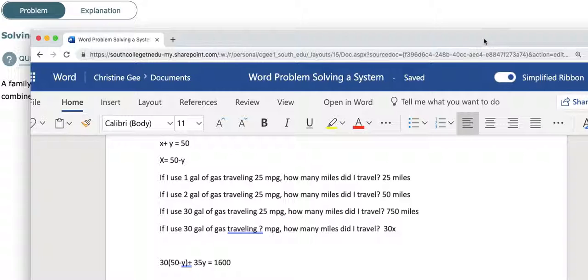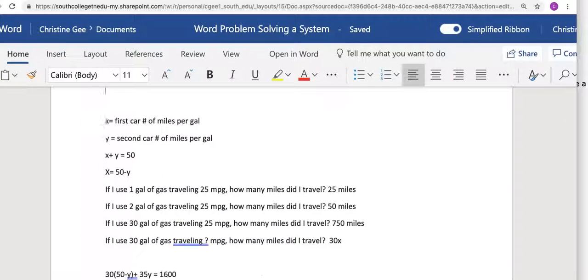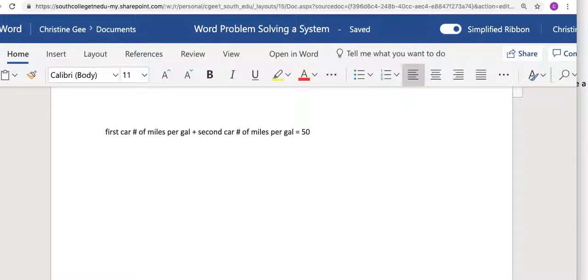So let me go ahead and scroll to the top. So the first car, the number of miles per gallon, plus the second car, the number of miles per gallon. So these are the two efficiencies, equal 50, and this is really the miles per gallon. So we don't know either of these two, but we know that when we add them together, they equal 50.